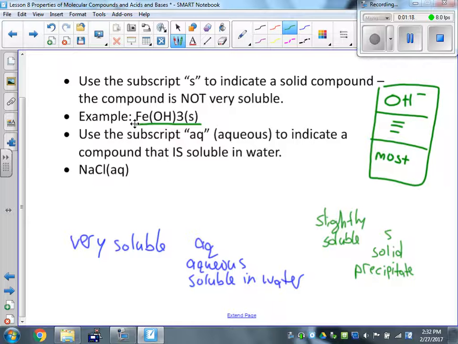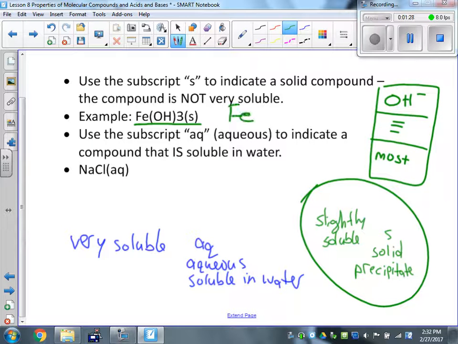Or we would say slightly soluble, or we would say solid or precipitate are all words that we would use with that. So that's why we put a little s behind there. So we'd have Fe(OH)3 solid, okay? In other words, it doesn't break up particularly well in water, okay?